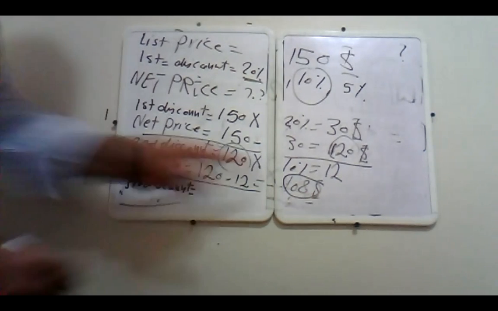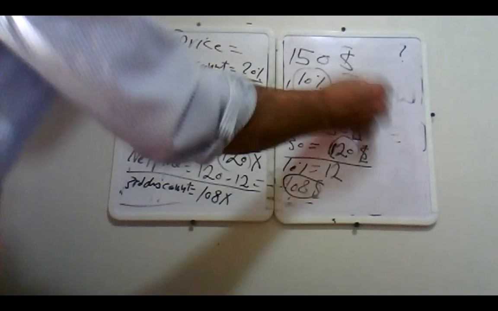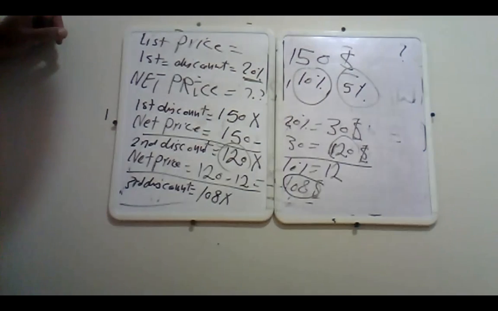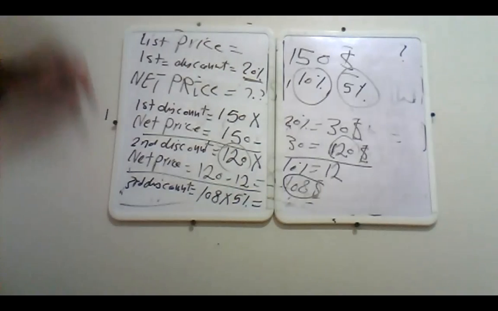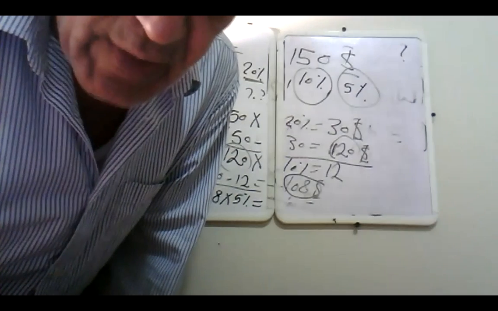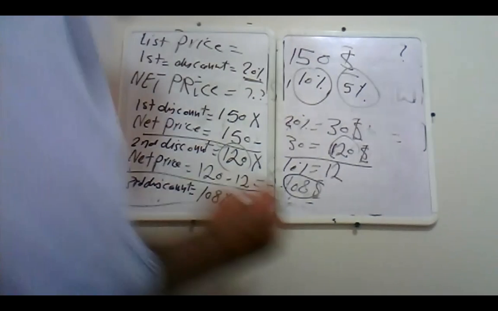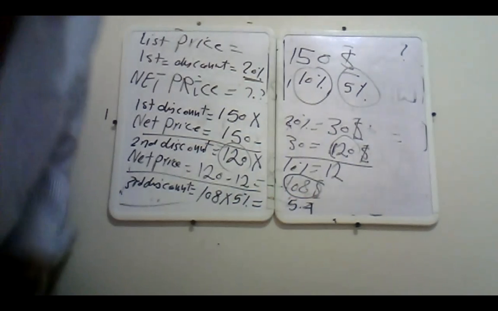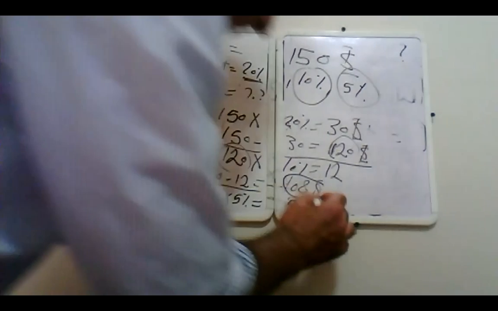I will write it here, third discount will equal $108 multiplied by the third discount, which is 5%. The third discount is 5%. 108 multiplied by 5%, let's see how much it is. The result is $5.4, which means $5.40.